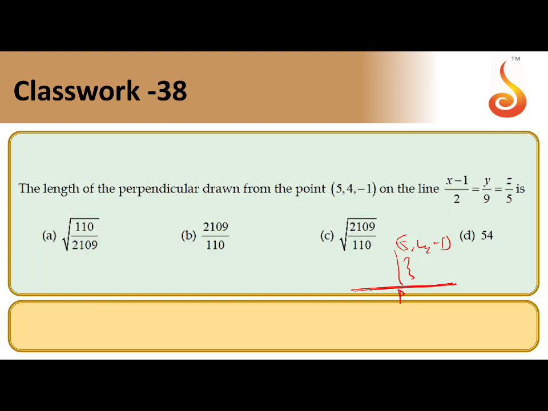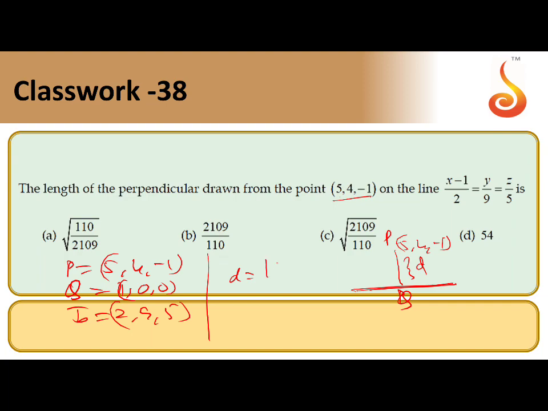You can take the given point as P and this point as Q, where Q is a point on the line. So P is given as 5, 4, minus 1. Q is a point on the line, 1, 0, 0, and the parallel vector to the line is 2, 9, 5. There is a shortcut formula for this distance: d equal to modulus of b cross PQ bar by modulus of b. The length of the perpendicular from P to the line is b cross PQ bar by modulus of b. You can use this formula to get the answer. I will solve it on the next page. So P is 5, 4, minus 1, that is the given point.